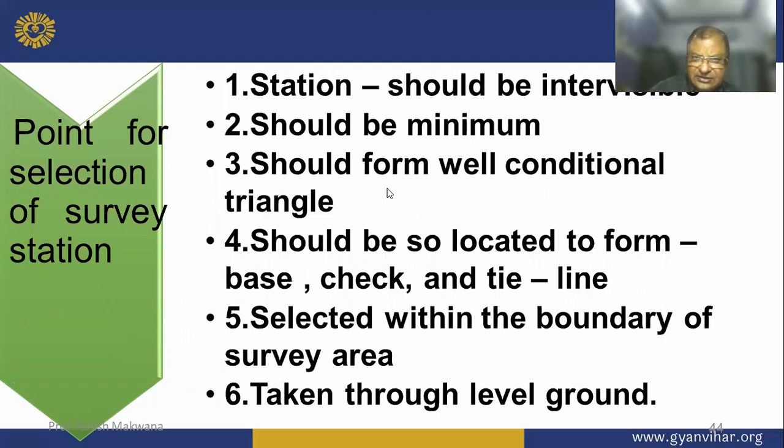Now a station should be intersected and should be minimum, forming a well-conditioned triangle. You should be able to locate it. The base, check and tie lines are selected along the boundary of the survey area and taken through level ground.